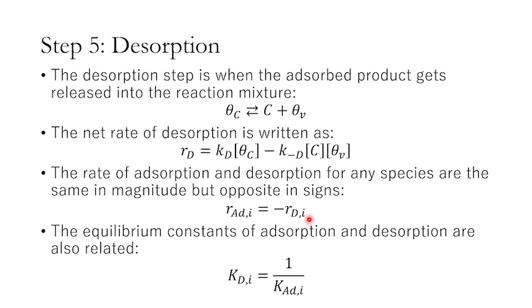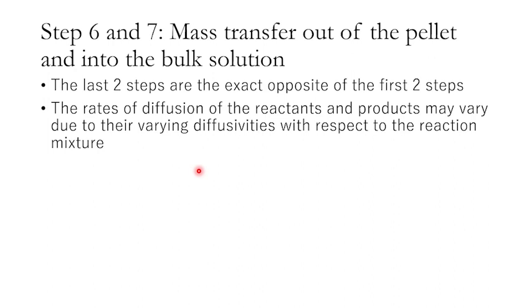By the same token, the equilibrium constants for adsorption and desorption are also related by this reciprocal relationship. That is, the equilibrium constant for desorption for a particular species is equal to 1 over the equilibrium constant for adsorption of that same species. After this step, your products are now free from the catalyst. What is then left for your product is to leave the matrix of the catalyst.